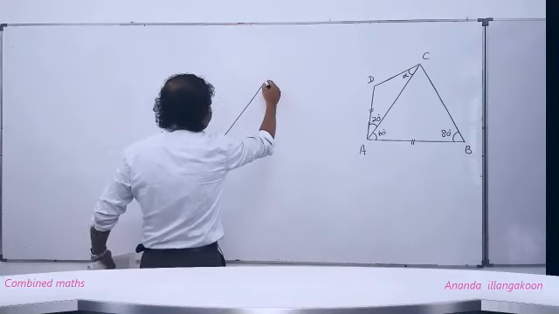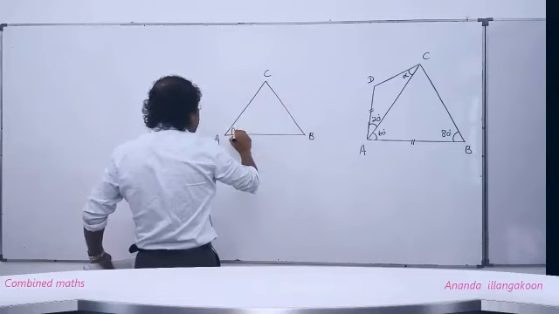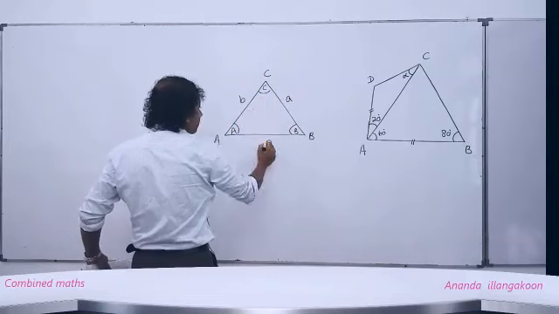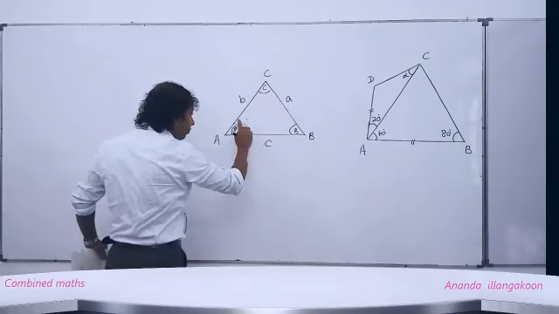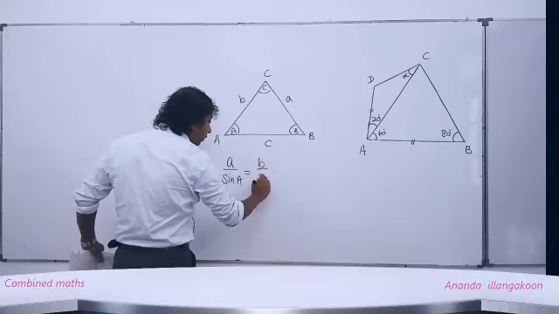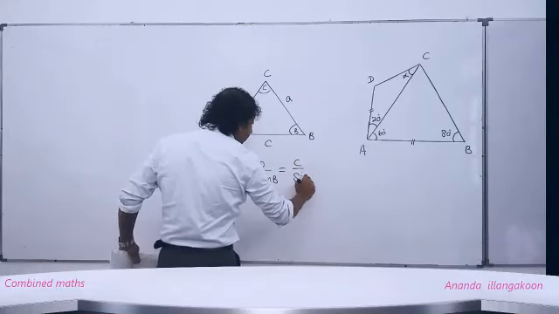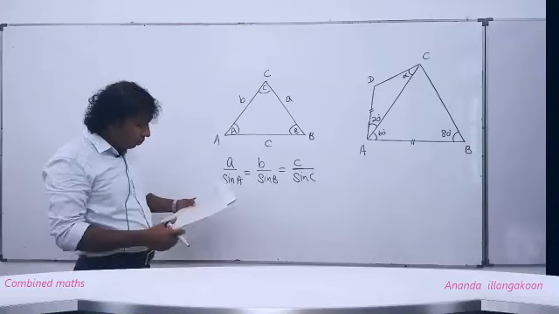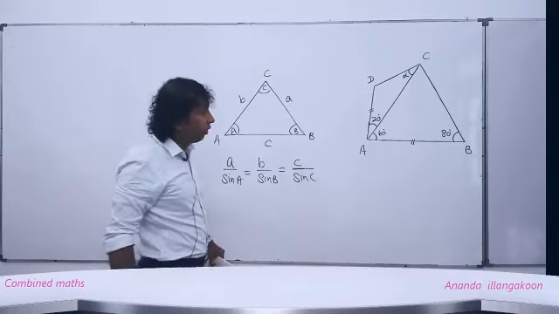This we will consider. A, B, C, this angle is angle A, this angle is angle B, this angle is angle C. This is small a, small b, small c, the sides, right? So then the sine rule states, people, this side length divided by sine A, this side length divided by sine B, this side length divided by sine C. This is the sine rule. This rule we have to apply to triangle ABC to get the first answer, AC divided by AB, right?